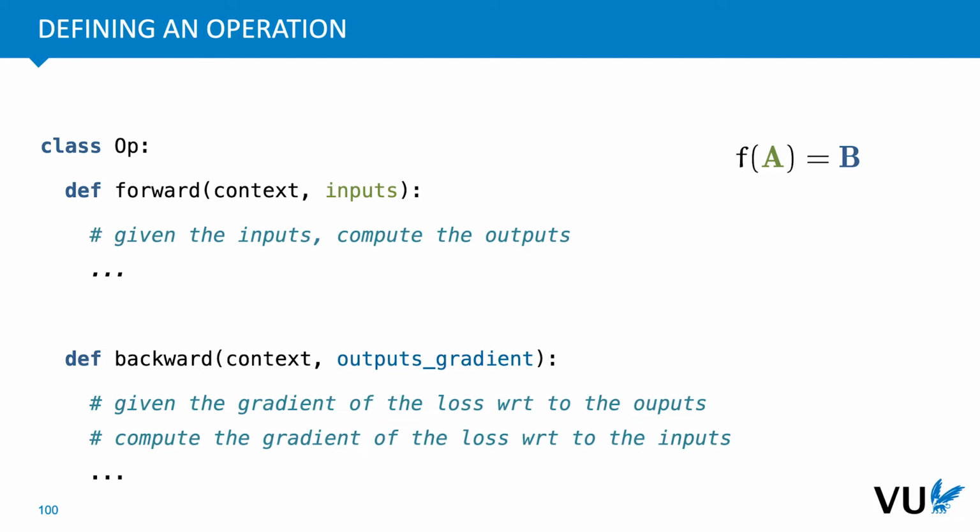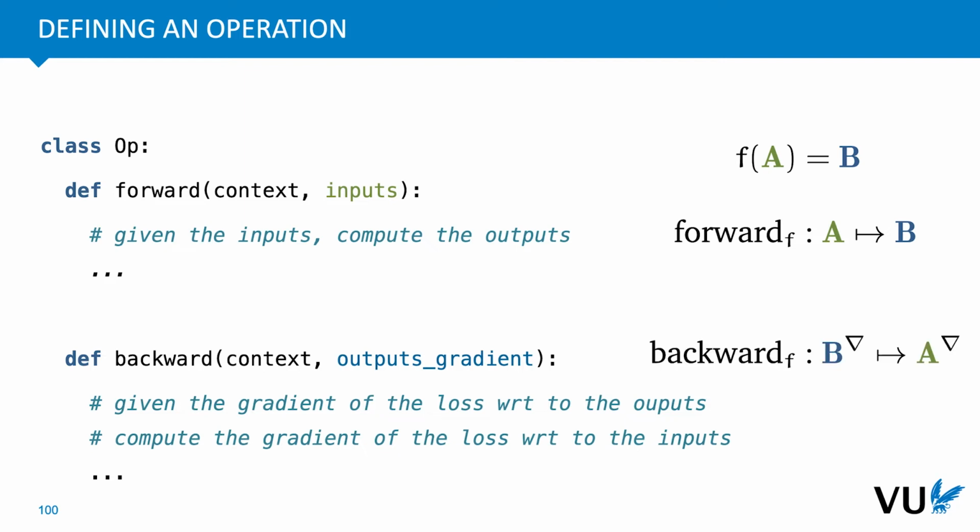So to map this to our linear algebra notation, if we have a function f which takes as its input a and produces b, then the forward function computes that function going from a to b, and the backward of f computes this function, being given the gradient for b and producing the gradient for a. We'll see how to implement these ops later. For now, let's imagine that we have them and see how we can use them to build a backpropagation algorithm.